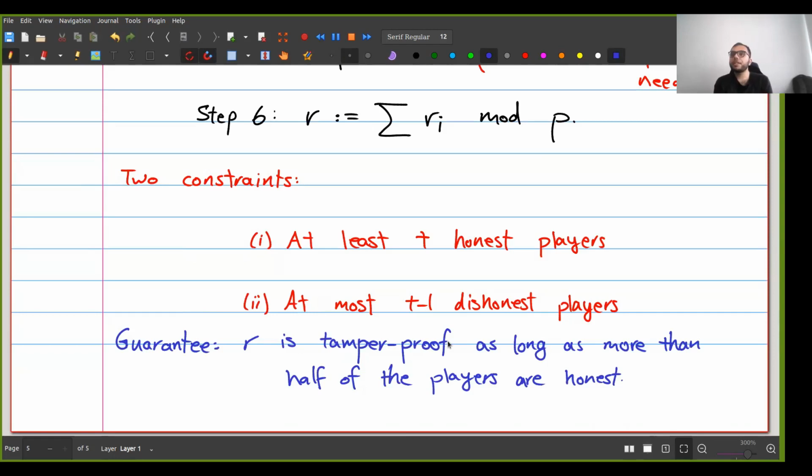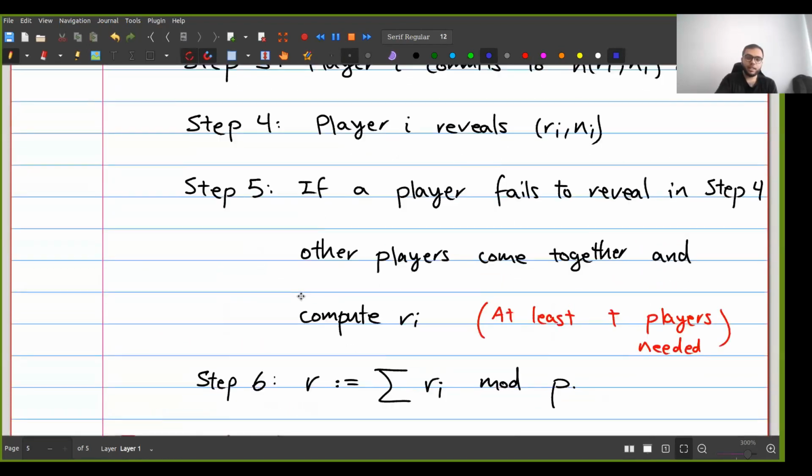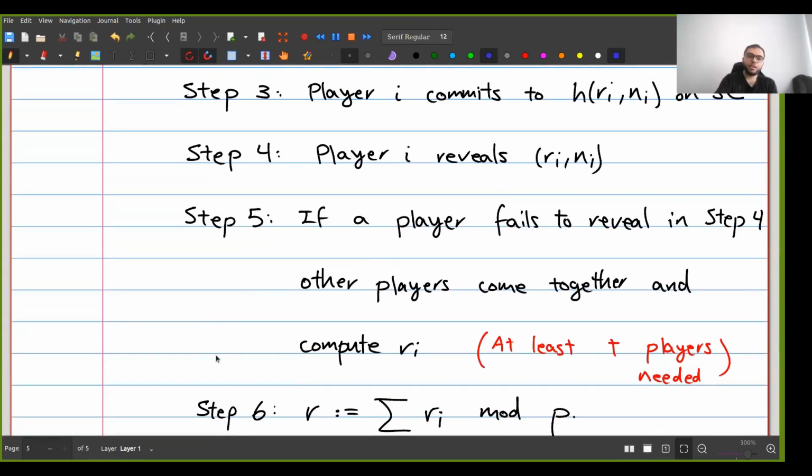Okay, another question in the chat is, what if a player distributes garbage shares? Good point. We can actually have a way of finding that out in step 5. So right now in my step 5, I'm saying that if a player fails to reveal, then the other players come together and compute Ri. But I can actually say that in step 5, we compute the Ri for every player no matter what, even if they have revealed in step 4.